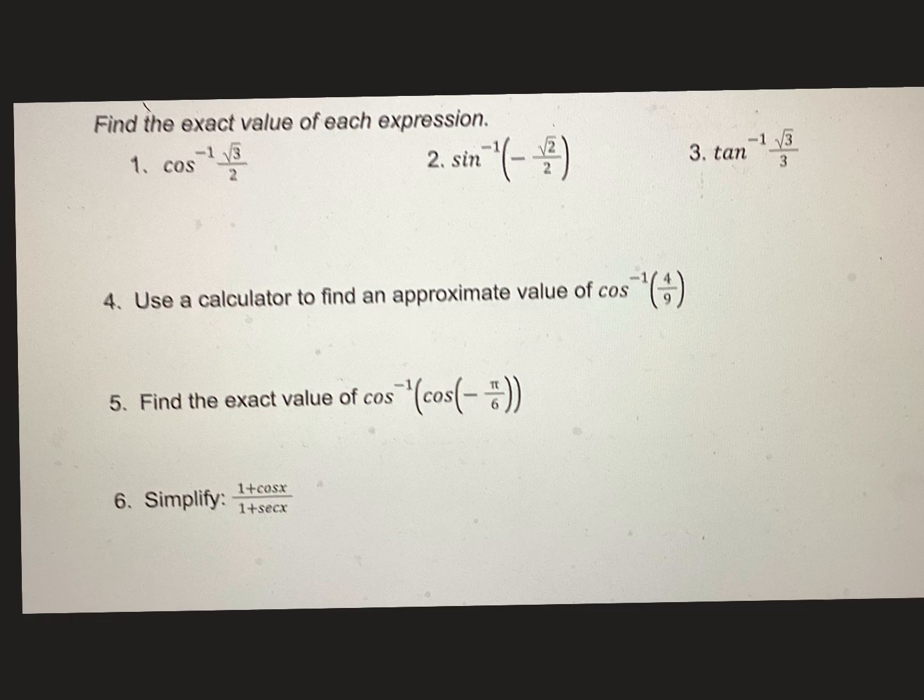All right, so here we go. Practice test or review for test 15. The first three are just inverses. They're asking you, okay, where is cosine squared of 3 over 2? Hopefully you know, at the power 6.